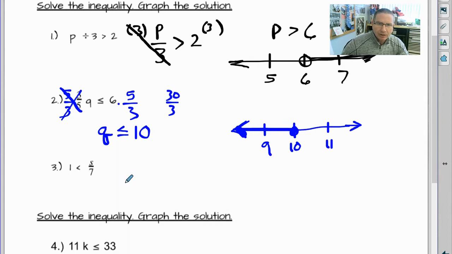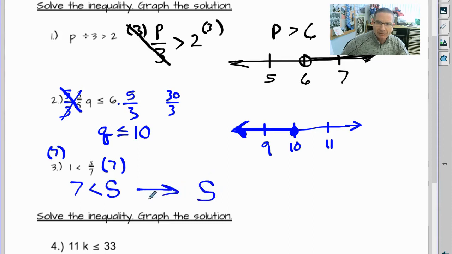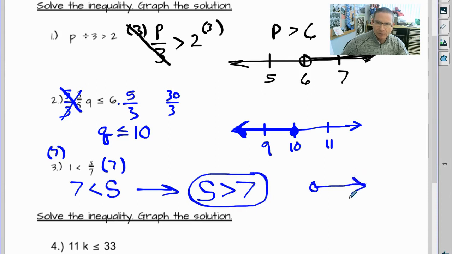And our last one here, I guess this is a 1. I'm just going to multiply both sides by 7 to get rid of my fraction. So 7 is less than S. If you remember from class, you want to rewrite that, because I want the S on the left-hand side. It's pointing at the 7, so it should still be pointing at the 7. So S is greater than 7. Again, that would be an open circle at 7, pointing to the right.